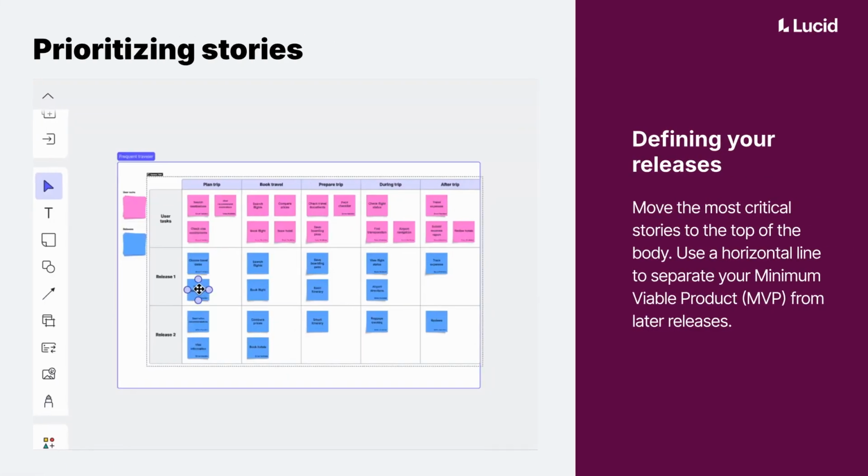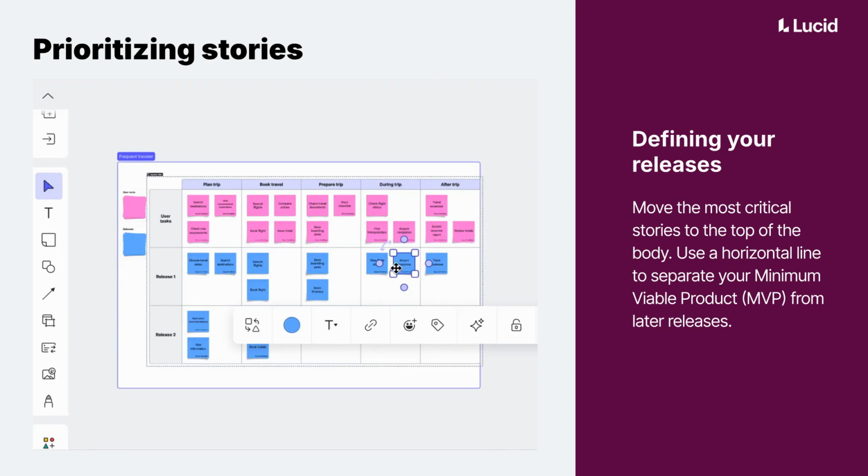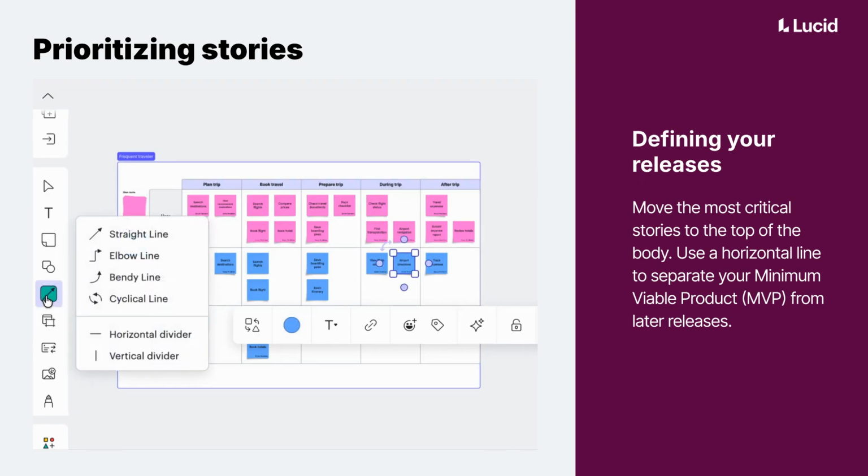How to prioritize stories in a user story map. Move the most critical stories to the top and use a horizontal line to separate your MVP from later releases.